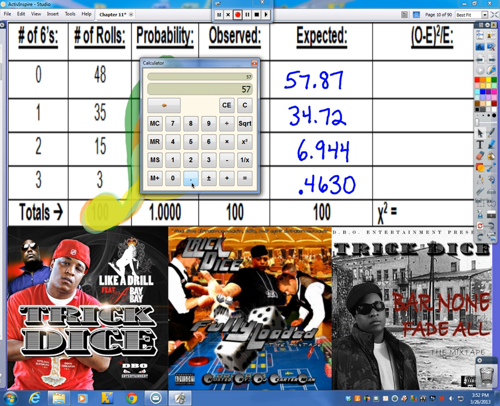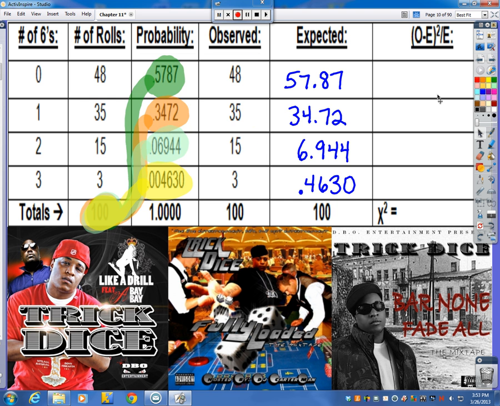57.87 plus 34.72 plus 0.72 plus 6.944 plus 0.463 equals 99.997. That's the type of thing you're going to see, which is essentially just rounding. We chopped off some numbers here, rounding, and that's why we lost our 0.003. So if you don't get exactly 100, but you're extremely close, that's cool.